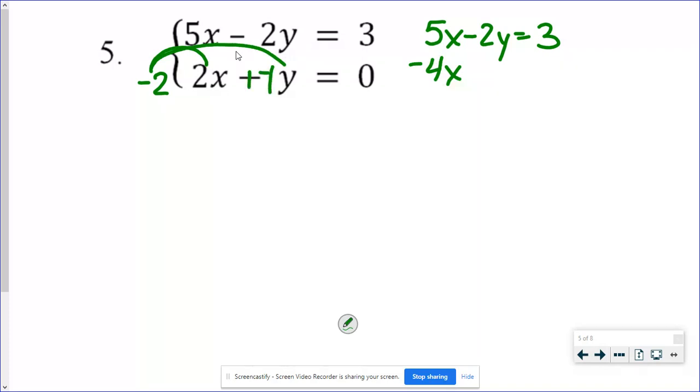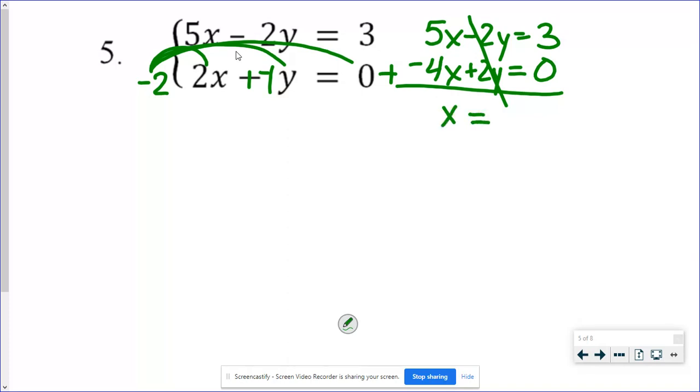Negative 2 times a negative 1y is a positive 2y. That was what we wanted. And anything times 0 is still just going to be 0, so the y's will go away. 5x plus a negative 4x is just 1x, or just x. 3 plus 0 is 3.